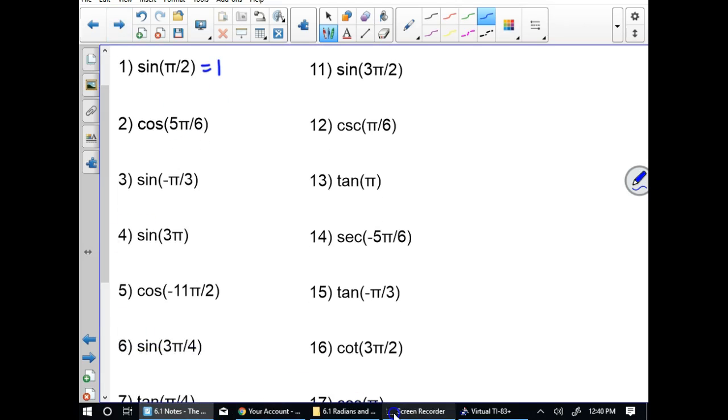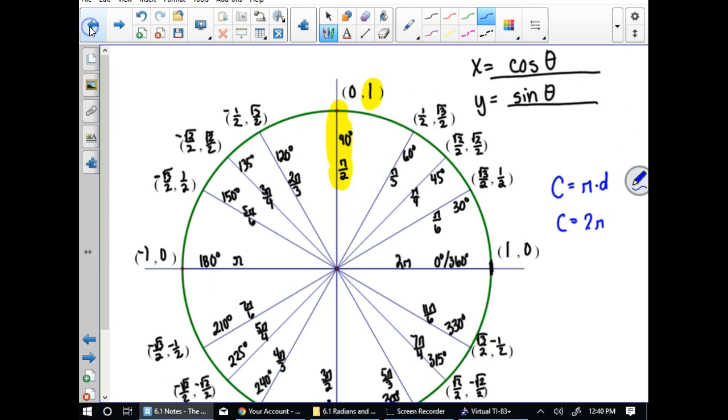So if I look at number 2, it asks for cosine of 5 pi over 6. This time, we're looking on our unit circle at 5 pi over 6. It's right here. Cosine, is that my x or my y coordinate? It is x. So that's right here. So cosine of 5 pi over 6 is negative square root of 3 over 2. So that's your answer.